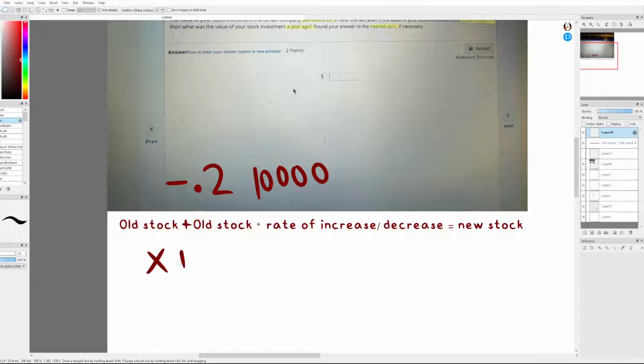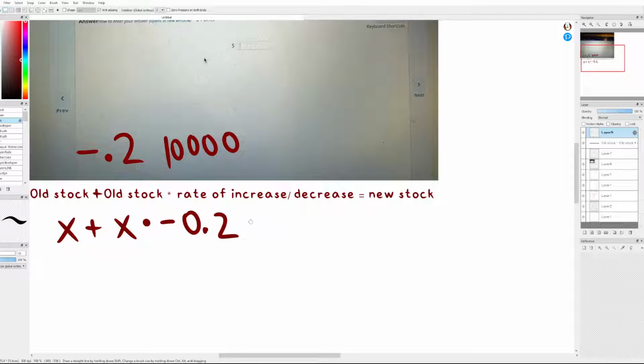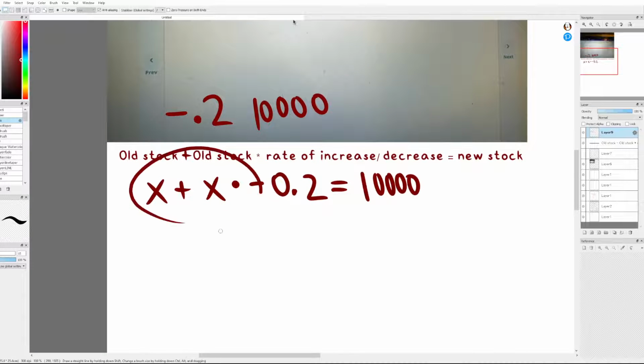So we have x plus x times negative 0.2 equals 10,000. And now we solve for x, basically. We cannot minus this x. I see some people try this a few times. They try to minus one of the x's, but you need to combine the x's first, since they're like terms.